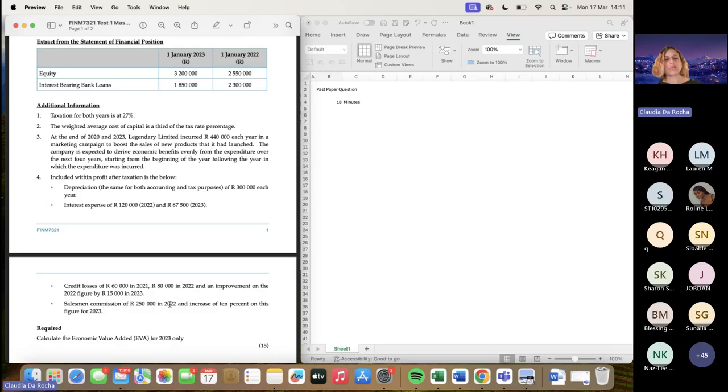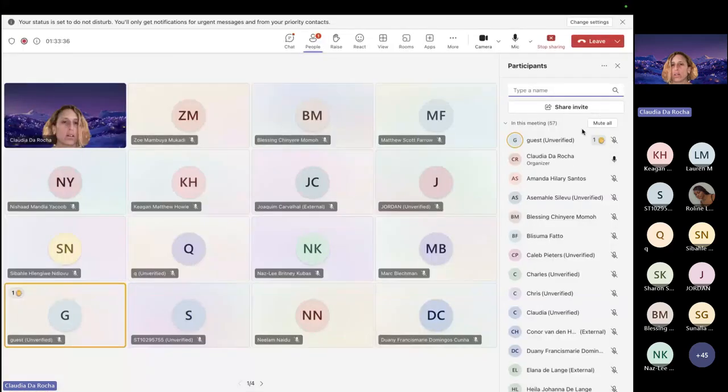Right, then we have salesman commission of 250,000 in 2022, an increase of 10% on this figure for 2023. So commission is a cash item, because if you're in the sales force, you want your money then and there. Even salaries and wages, you pay your people. You don't pay them on credit. So your salesman commission is cash. Therefore, we don't do anything with it for this question, because it's a cash item. We want it in the NOPAT. All right. Everyone comfortable there? Just checking. I see there's still someone with a hand up.